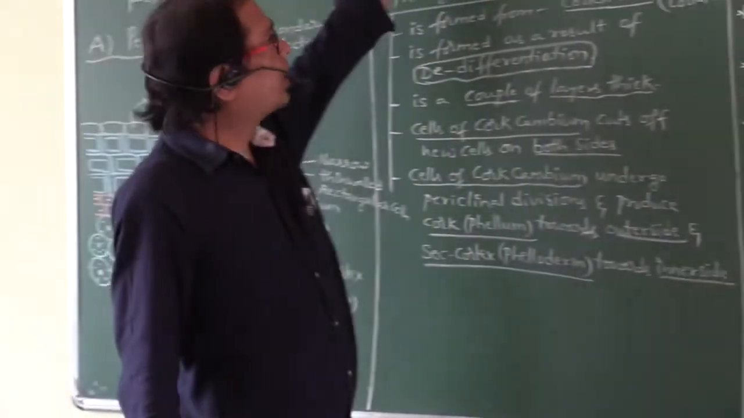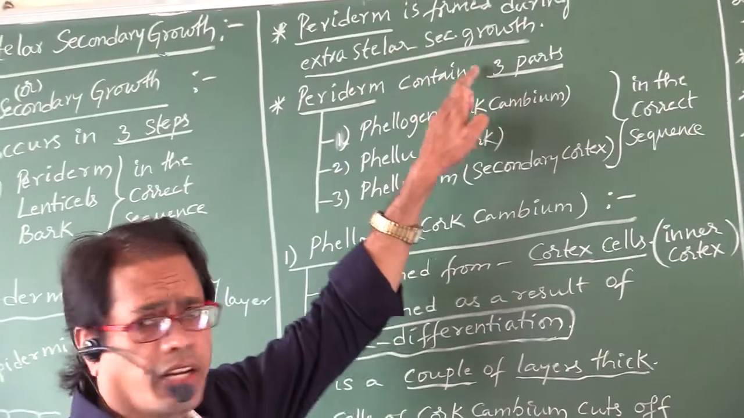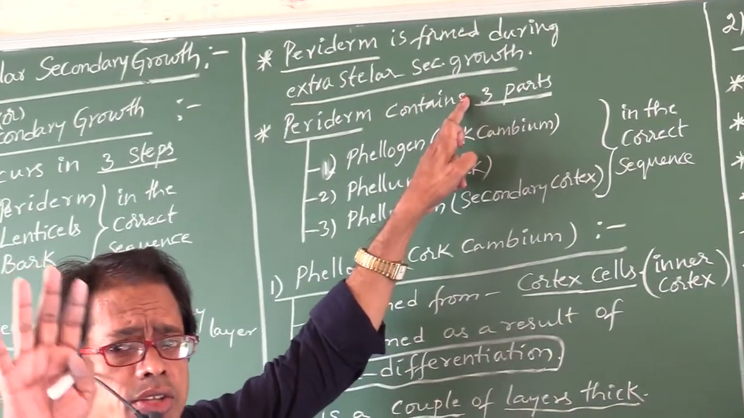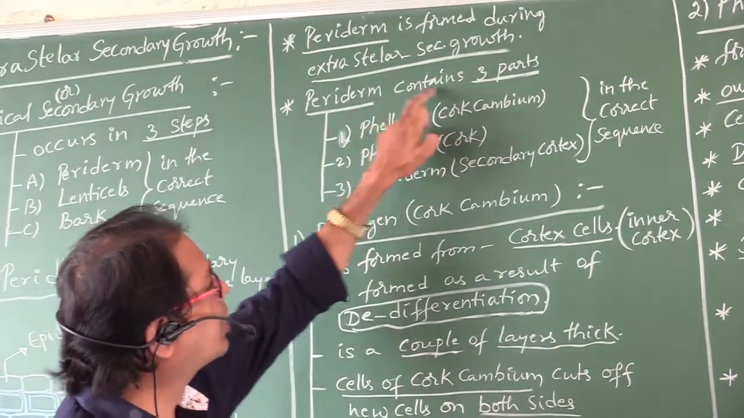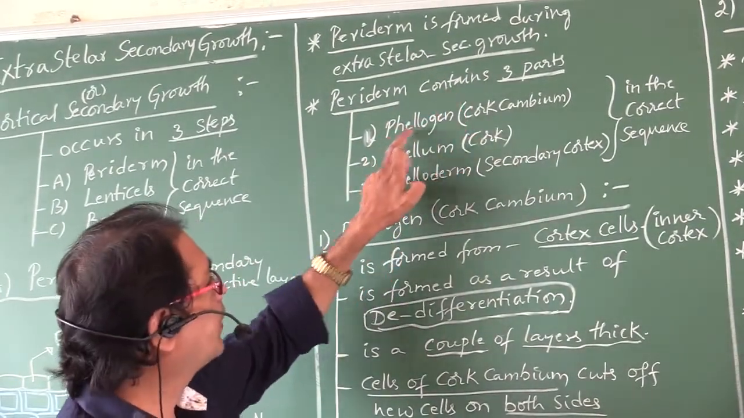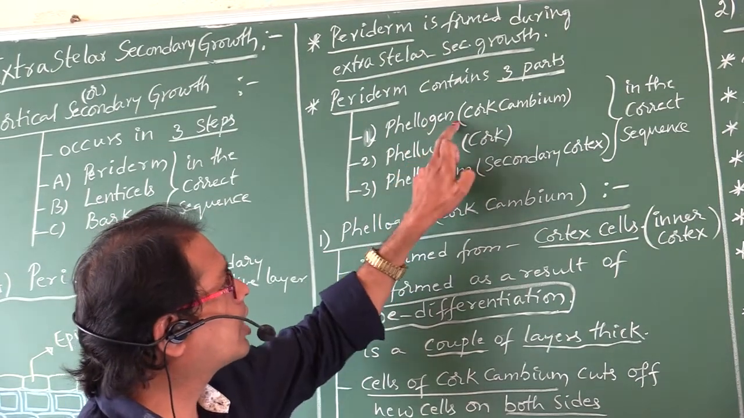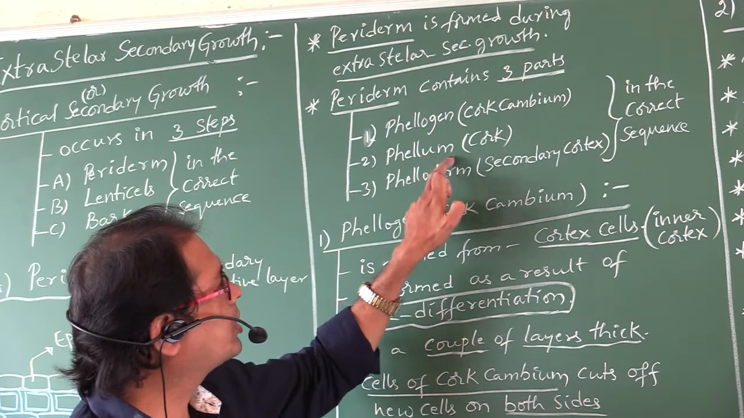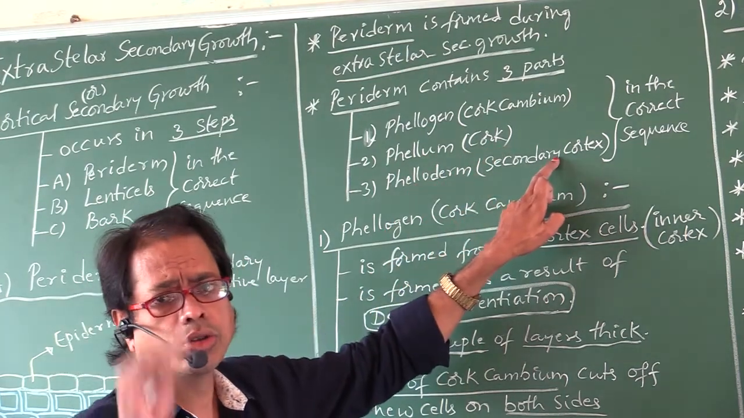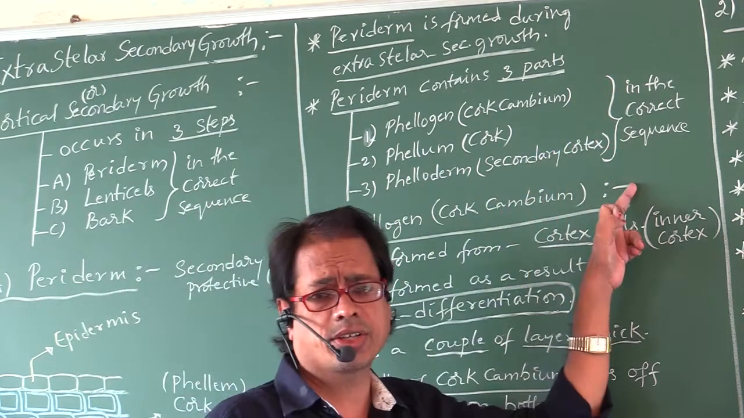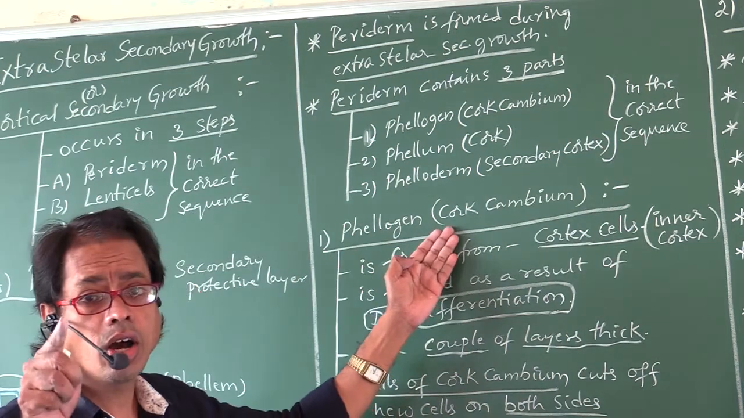Now look at here, my dear students. Periderm is formed during extrastellar secondary growth. Don't say intrastellar secondary growth. It is extrastellar secondary growth. Periderm contains 3 parts: phellogen, phellum, phelloderm. Phellogen is also called cork cambium. Phellum is also called cork. Phelloderm is also called secondary cortex. Those 3 layers we have to say in the correct sequence, one by one. Phellogen is also called cork cambium.